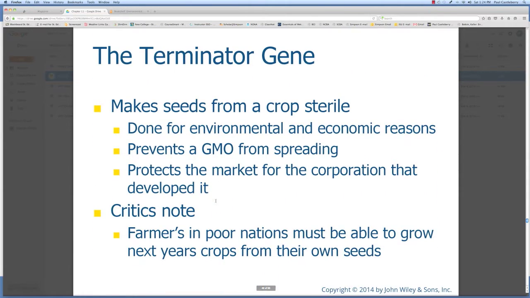As I talked about the Terminator gene, it's done for environmental and economic reasons. I highlighted the economic reasons. It prevents the GMO from spreading, and so from an environmental aspect, you don't have these super hybrid type crops being produced everywhere. And like I said, it protects the market for the corporation that developed it. The drawback to this, like I said, is that the poor nations cannot afford to buy the seeds every year, so it's not very sustainable.